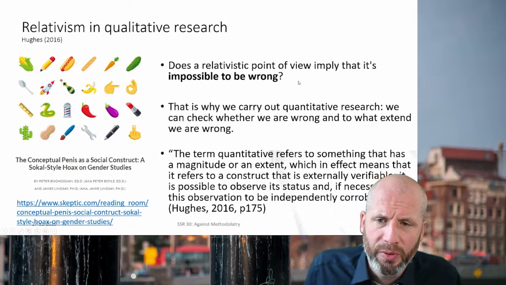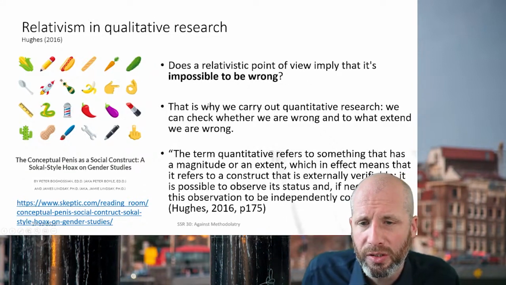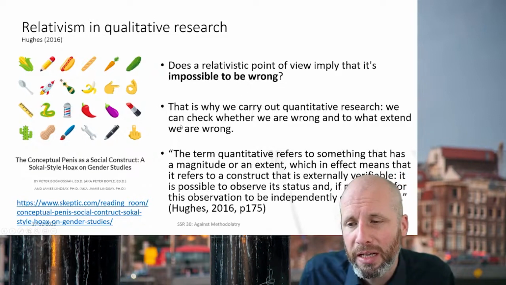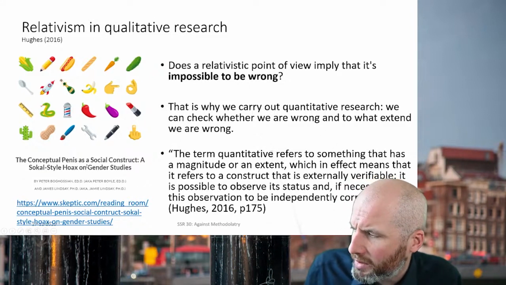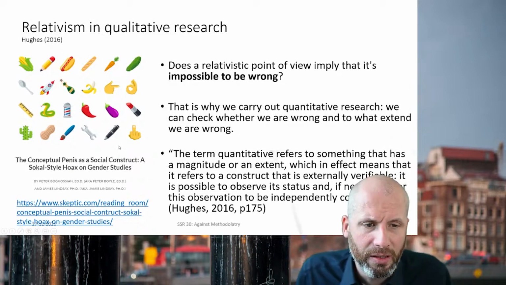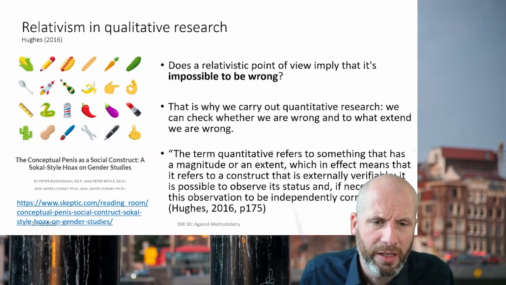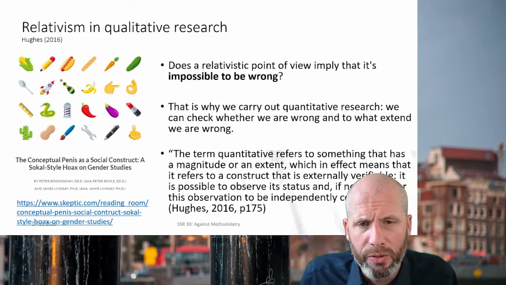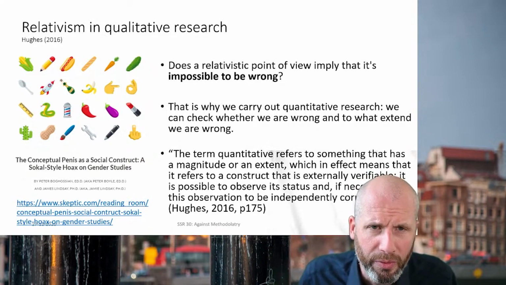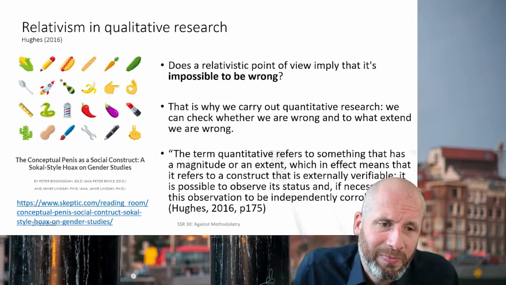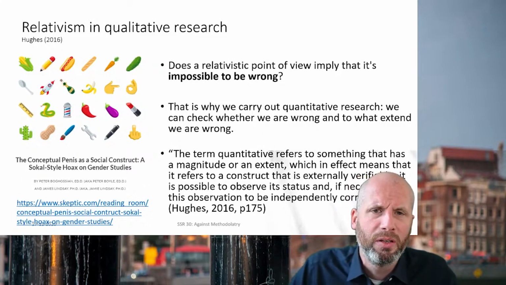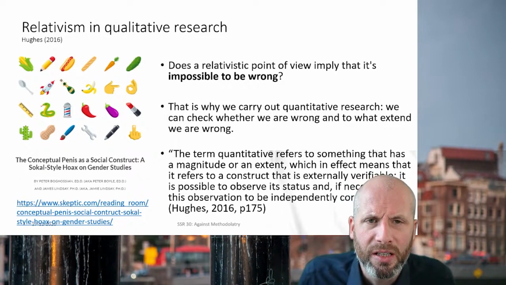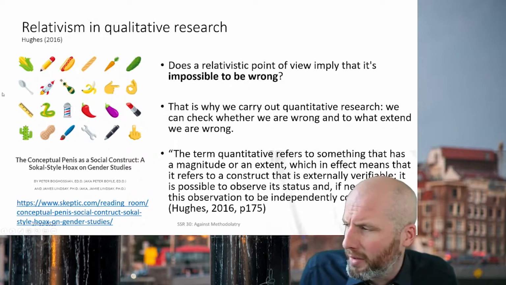To push that criticism to its extreme, one recent hoax might underline that potential criticism of the approach. It's not necessarily related to qualitative research, but there were a couple of researchers who tried to get basically bullshit published in journals that take a more social constructivist approach to research, a more relativistic point of view. They wrote down what they considered to be nonsense, and they got at least 6 of those nonsense papers published in 6 different journals, such as the paper depicted here, The Conceptual Penis as a Social Construct, a Sokal style hoax on gender studies.